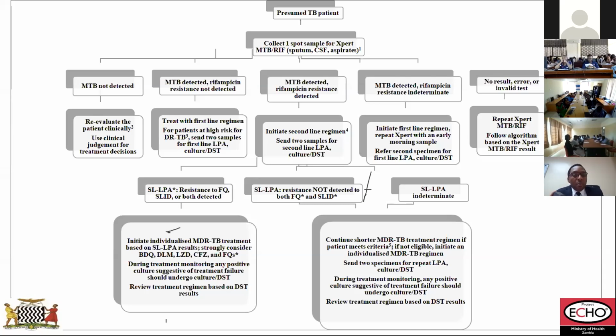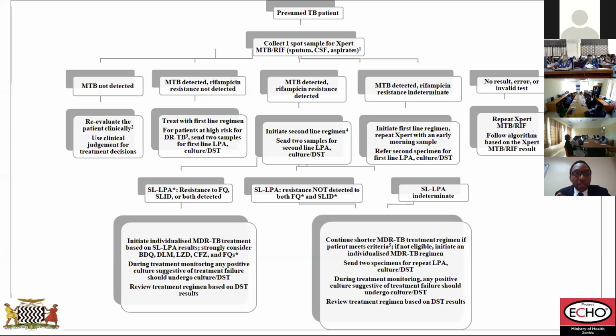So I'll take the arm in an event you have a presumptive TB patient and it shows MTB detected, rifampicin resistance not detected. What do you do? You approach this as susceptible TB, and you start this patient on first-line therapy. In an event the GeneXpert results come MTB detected, rifampicin resistance detected, this is a drug-resistant TB patient, and you already know that this patient has resistance to rifampicin.